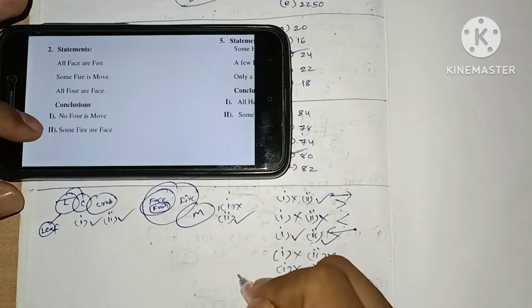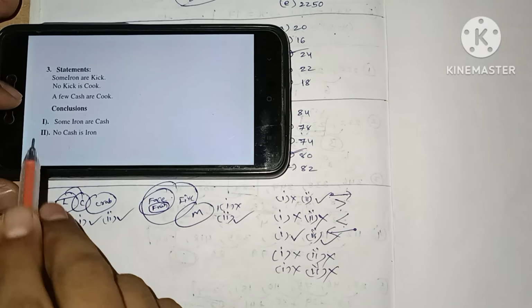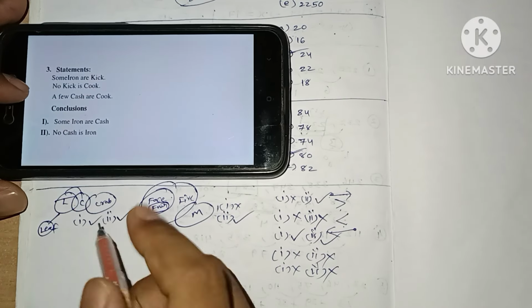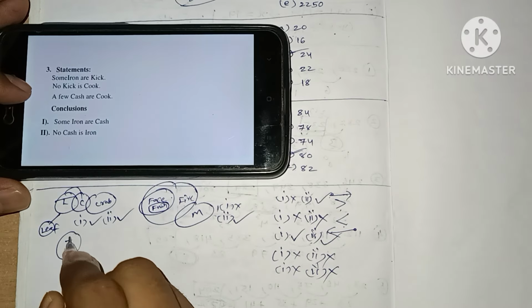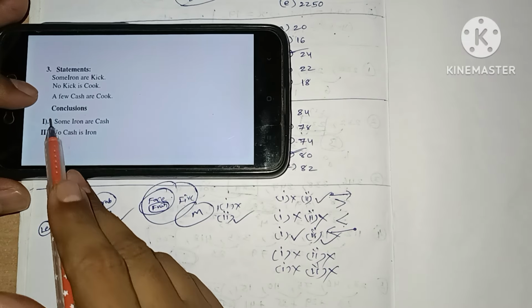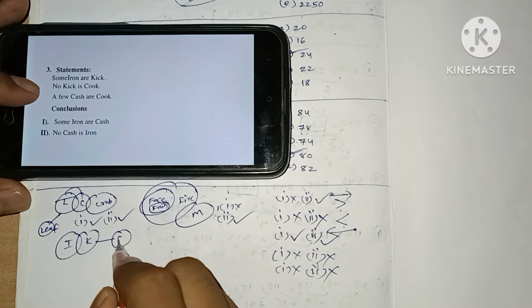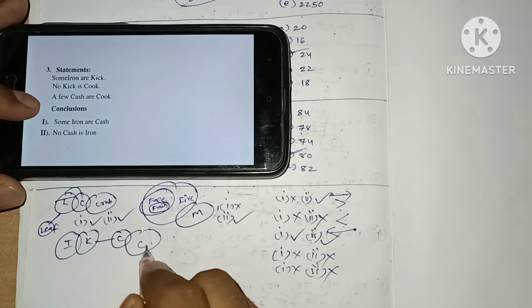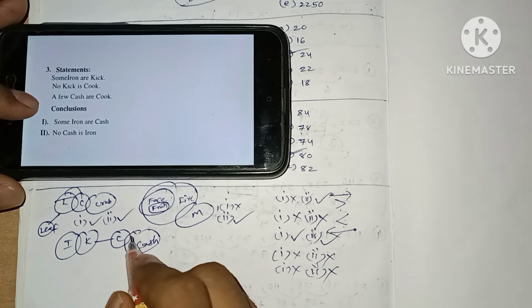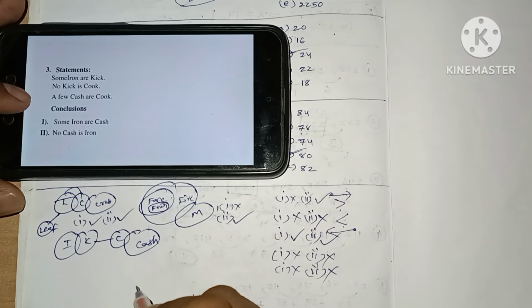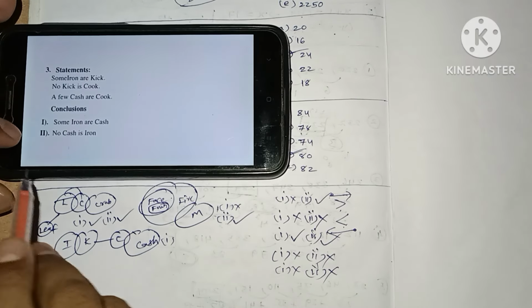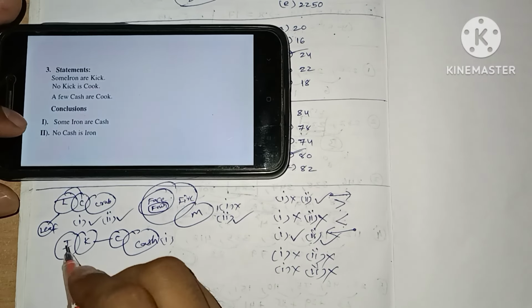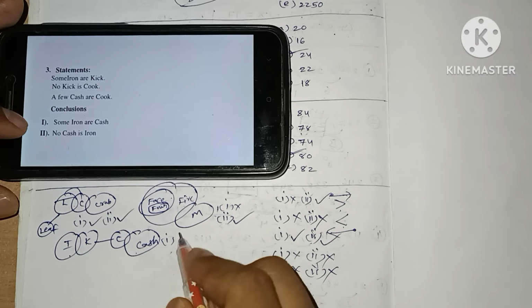Next, third question. Some iron are kick. Some part of iron is kick. No kick is cook. A few cash are cook, and a few cash means some cash are cook. Let's see the conclusions. First conclusion, some iron are cash. Does some part of iron share with cash? No, the first one is false.